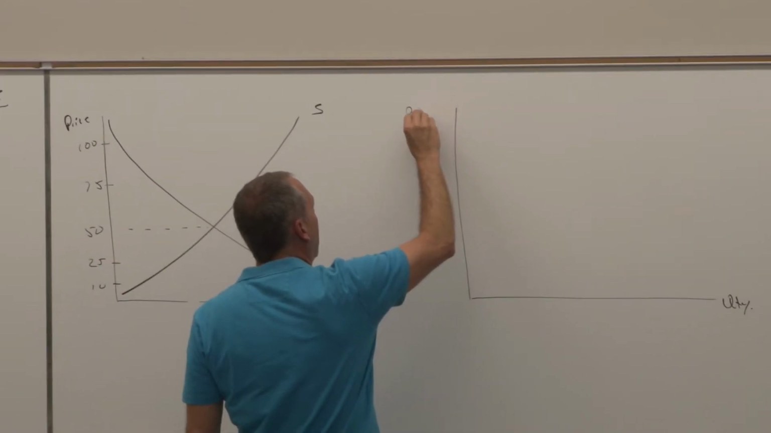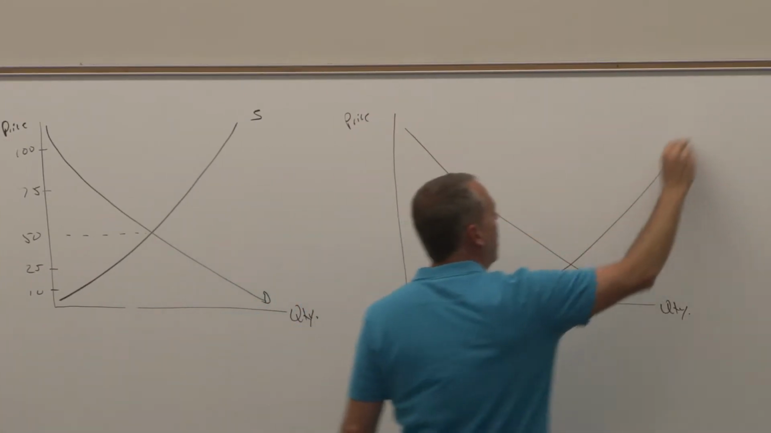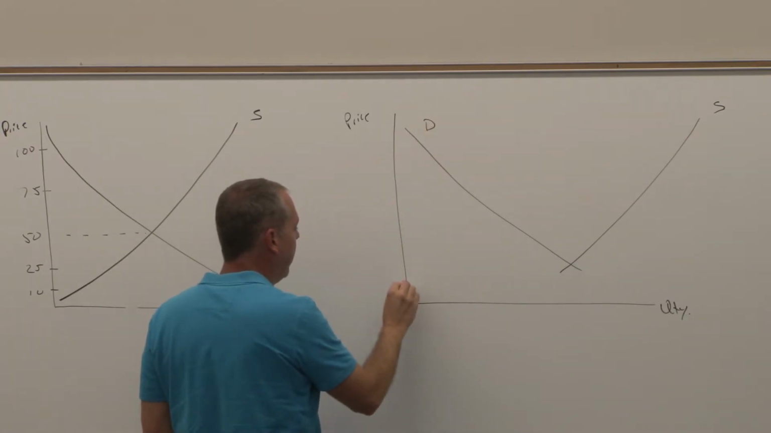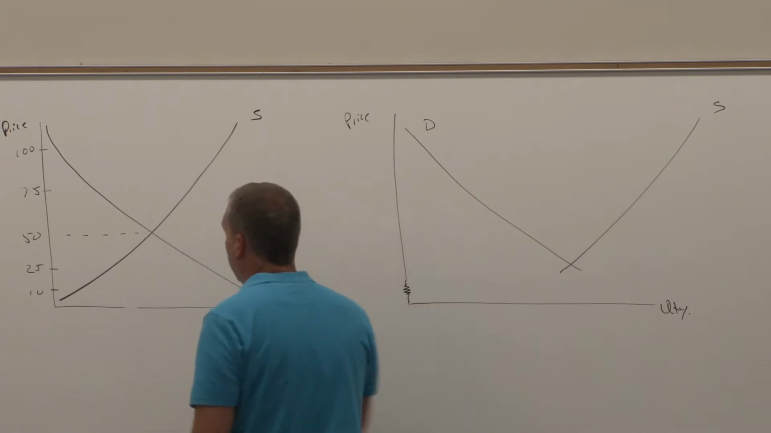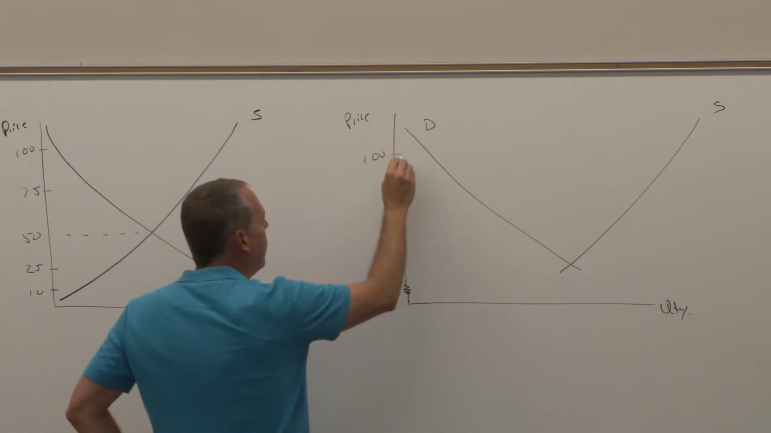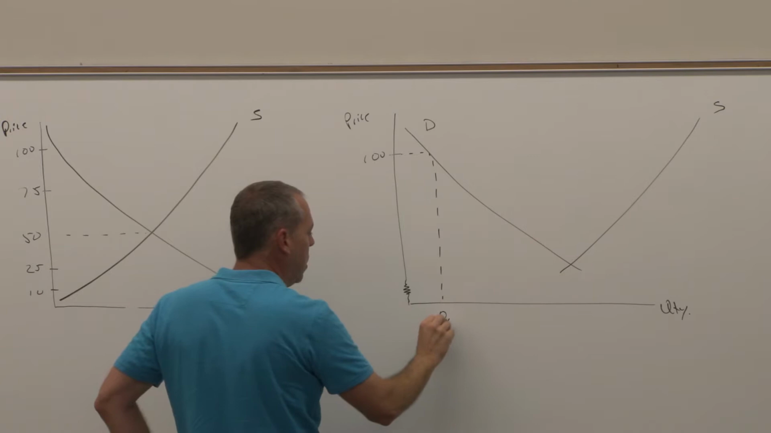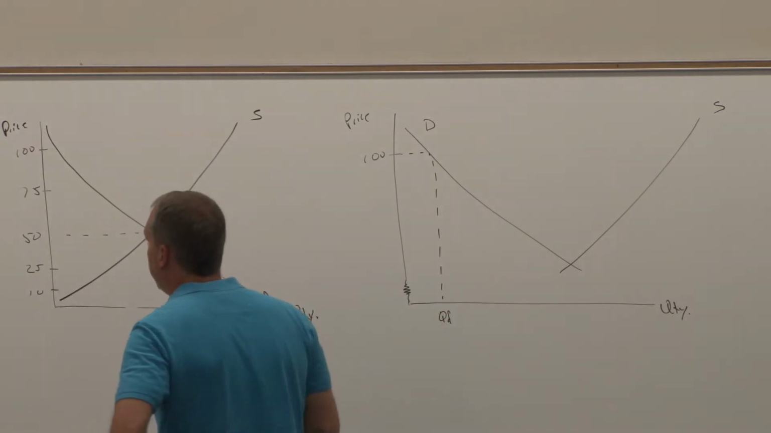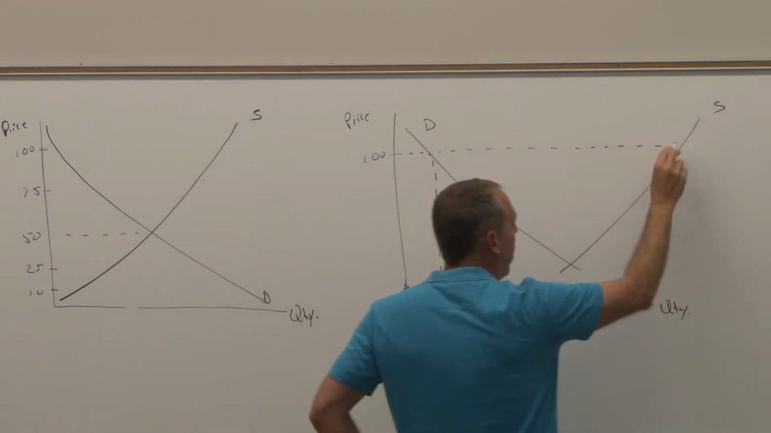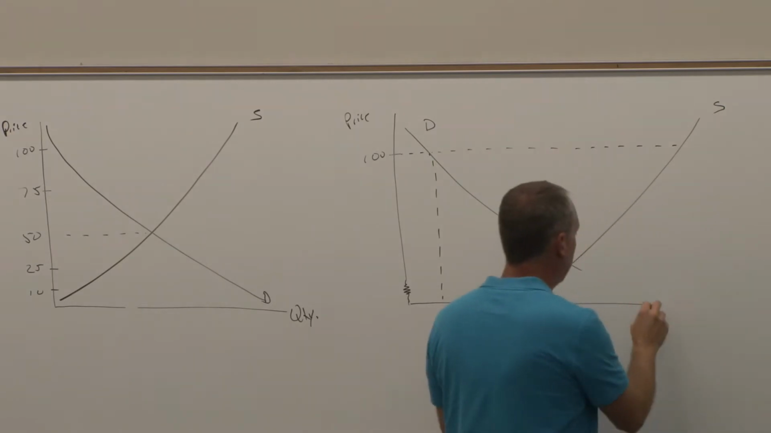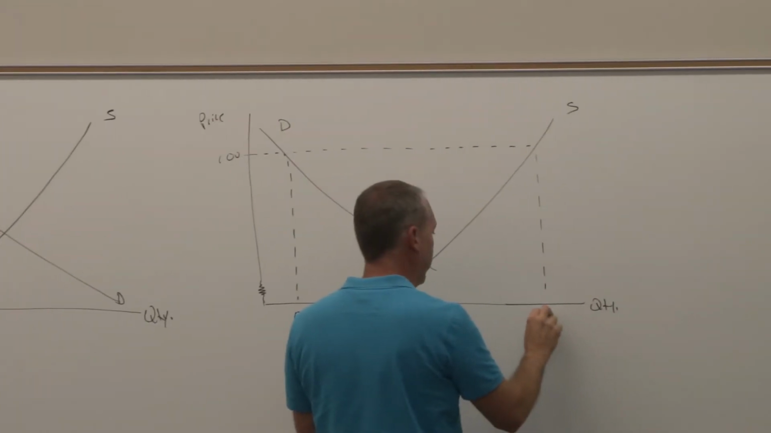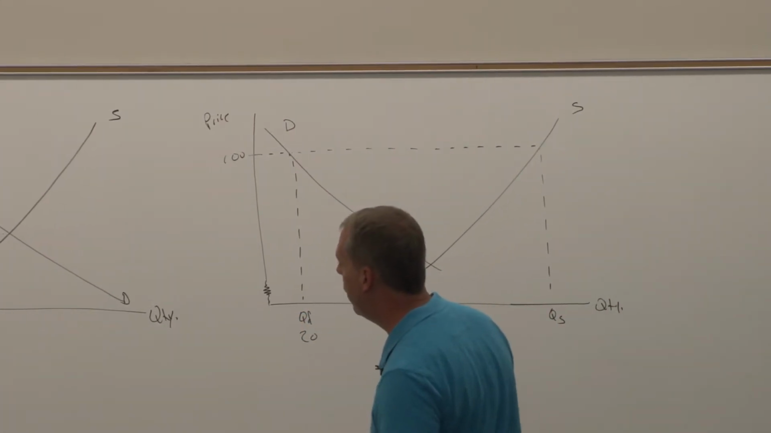Quantity, price, supply, and here's our demand, coming down like that. Let's look at what's happening at these different prices. Let's start with our price of 100. At a price of 100, our quantity demanded is going to be 20. And our quantity supplied, over here, is 150.